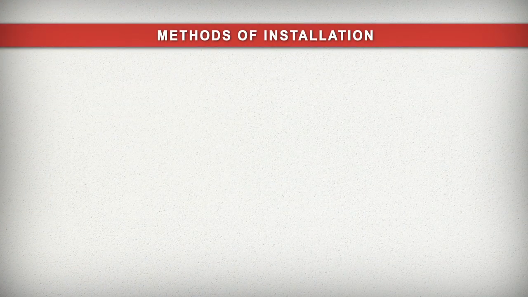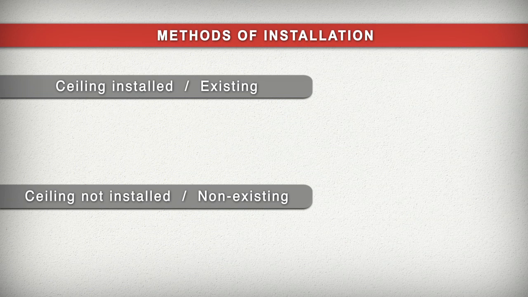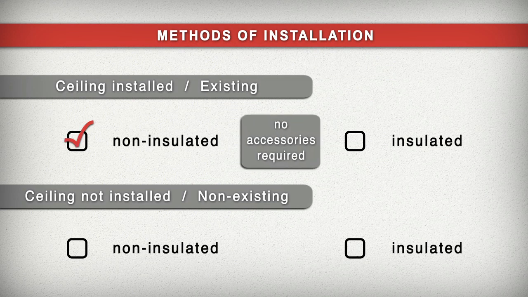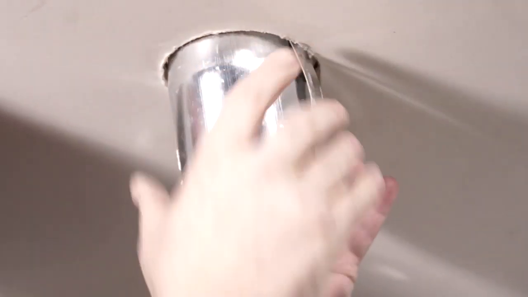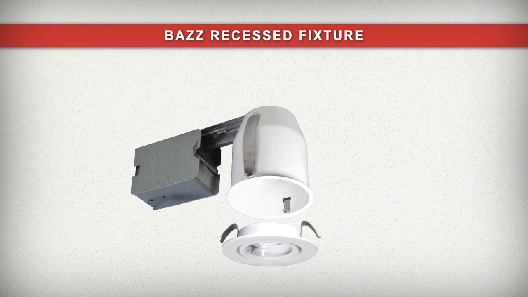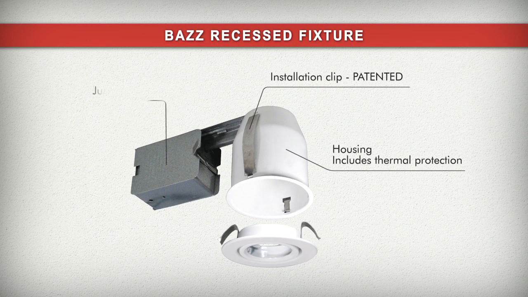These scenarios will help you determine whether or not the use of any accessories is necessary in order to install the recessed fixtures. First scenario: you have an existing non-insulated ceiling. In this case, no accessories are required. Only the recessed fixtures will be installed in the ceiling. BAZZ recessed fixtures are complete and sold with installation clips, bulb housing, junction box, and decorative trim.